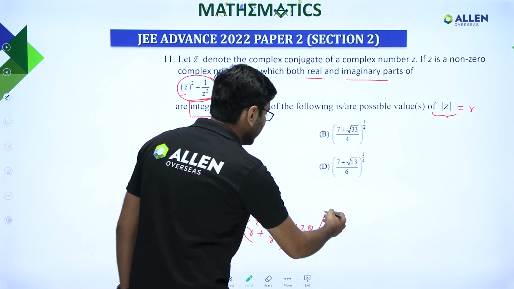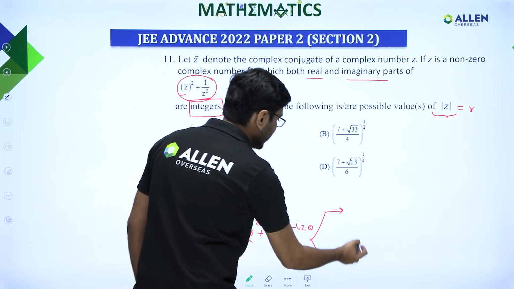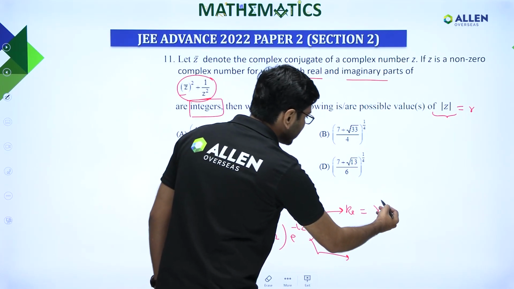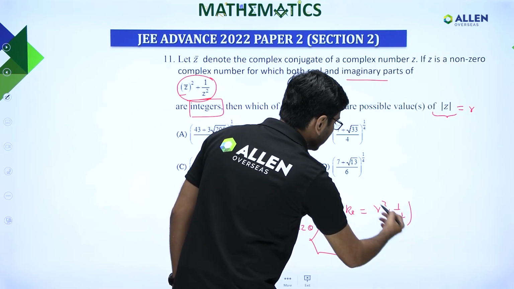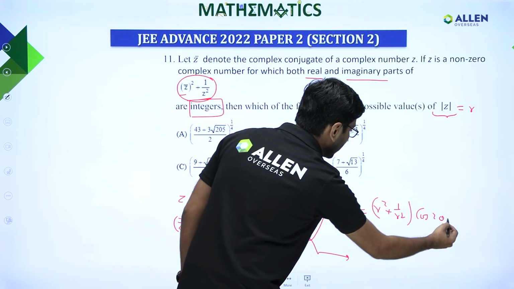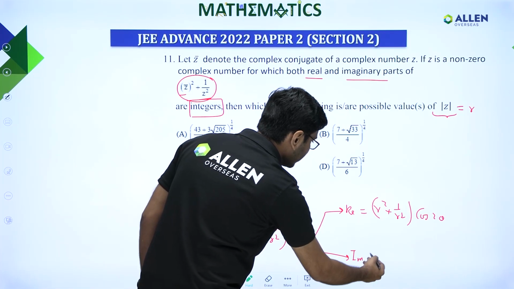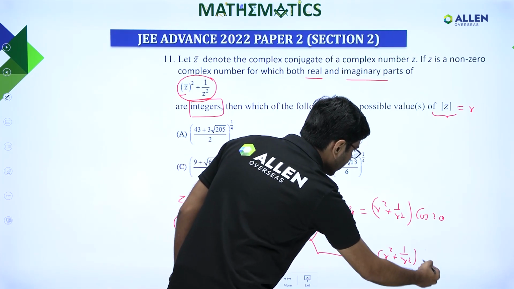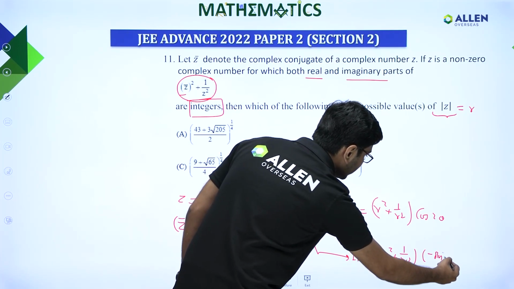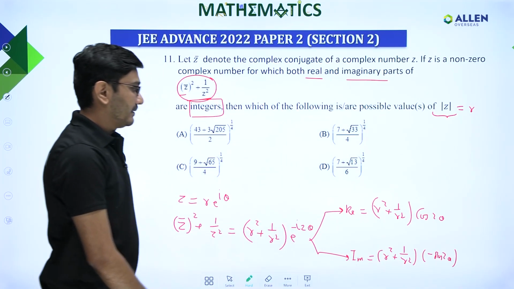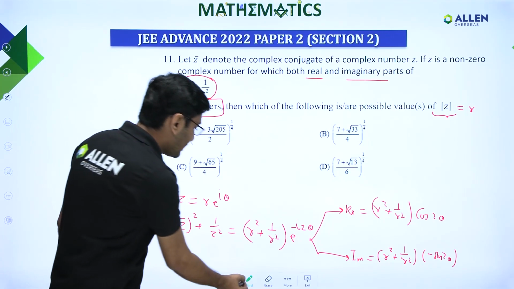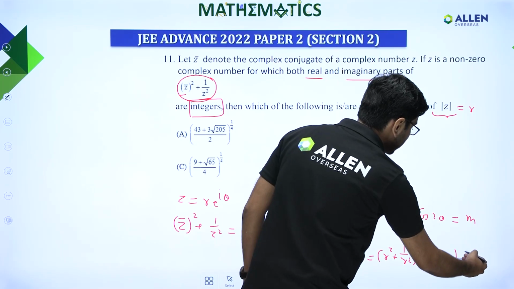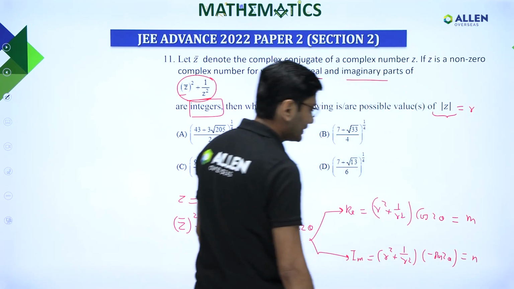So, if you calculate its real part and imaginary part, then its real part will be r square plus 1 by r square cos of 2 theta, and imaginary part will definitely be r square plus 1 by r square minus sine 2 theta. But they are saying that both these parts are integers, means let this be m and this be n, both are integers.